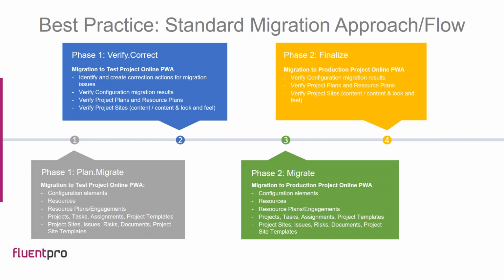So there is no mix between data in migration phases. During production migration, we also migrate configuration, all the components that we decided to move to Project Online, project plans, project sites, and all associated entities. And also we do verification of all migrated data and addressing the issues that occurred during the migration.